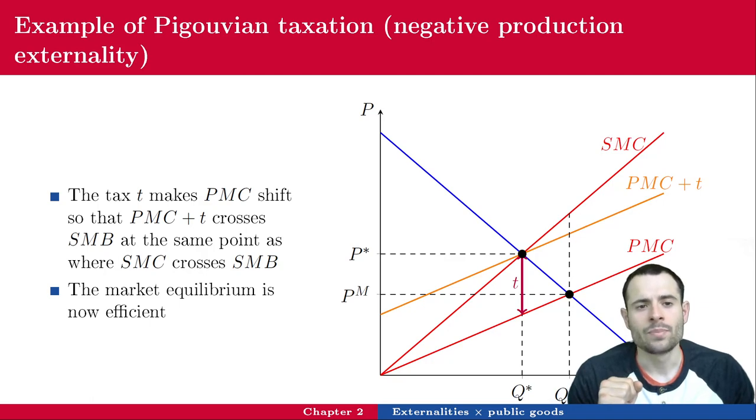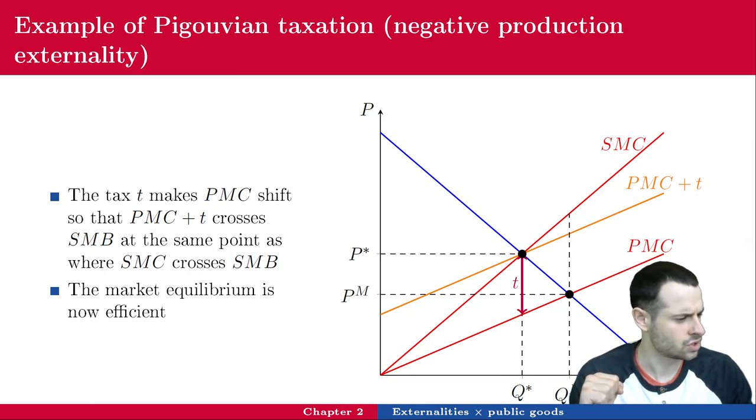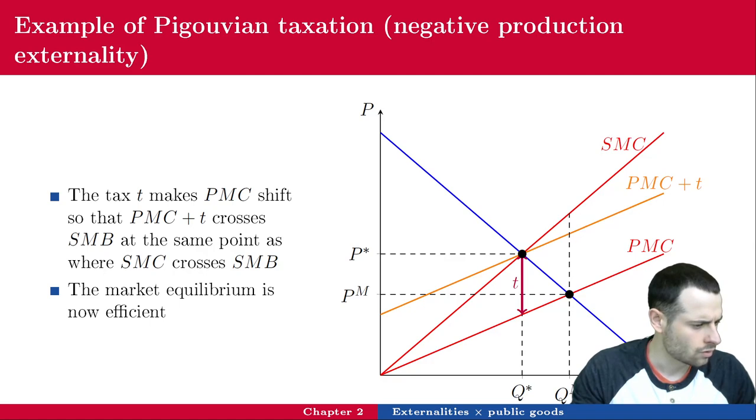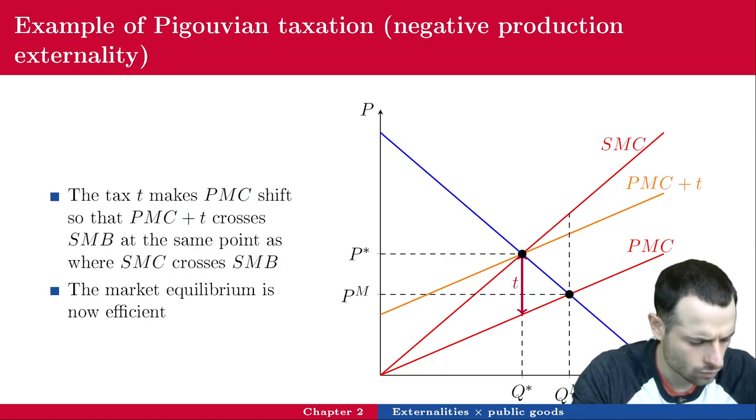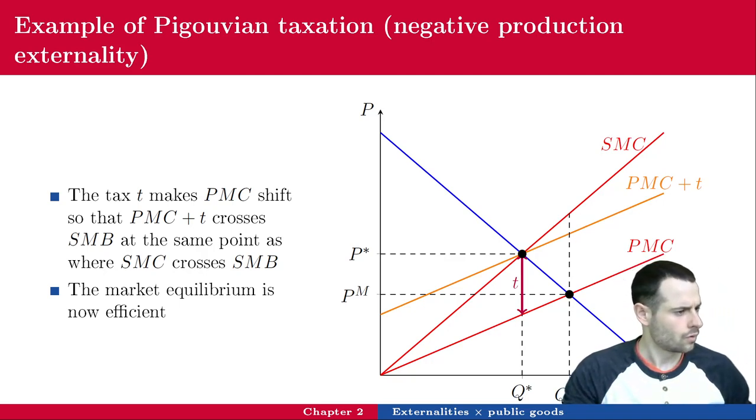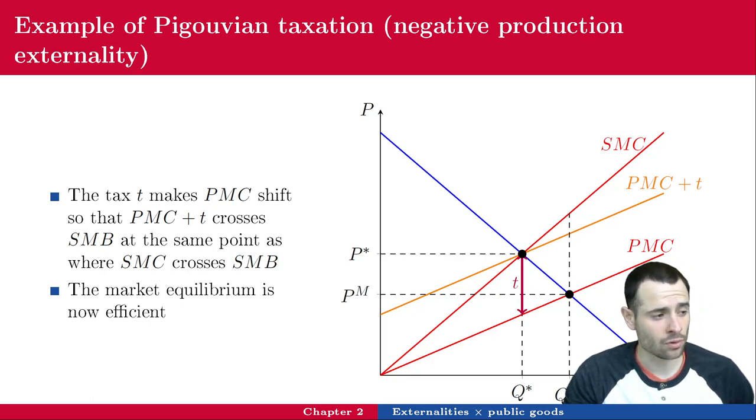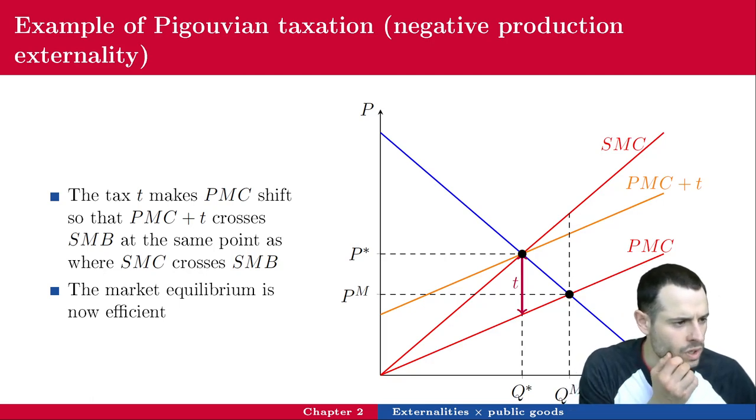An example of Pigouvian tax is the carbon tax. The carbon tax is equal to, I forgot what it's equal to actually. I could check that online right now. The carbon tax in British Columbia is equal to $45, as of April 1st, 2021, per ton of CO2 emission.